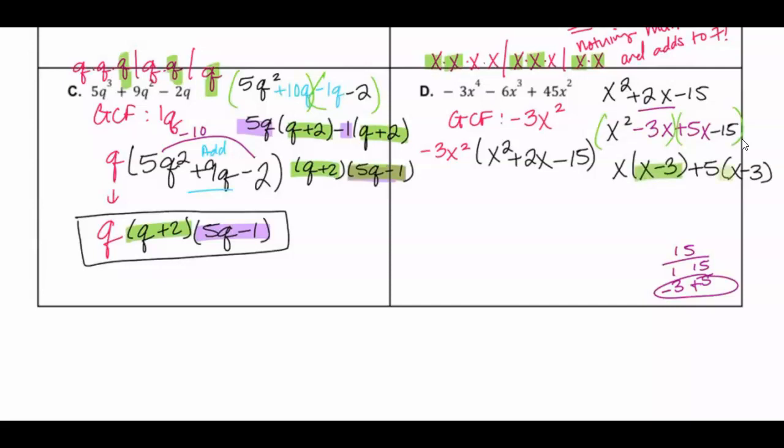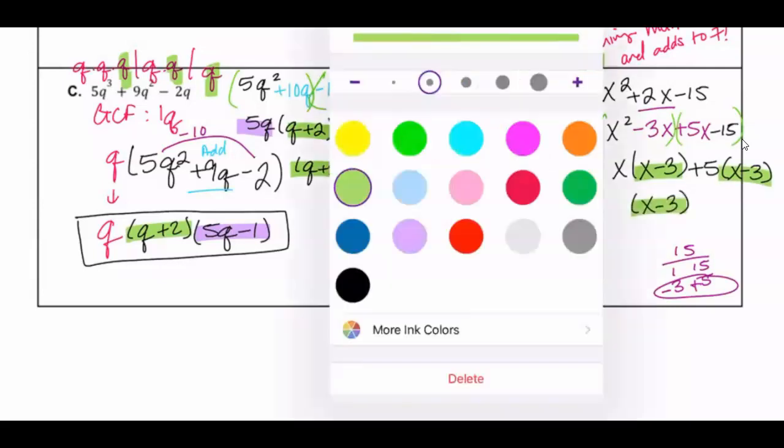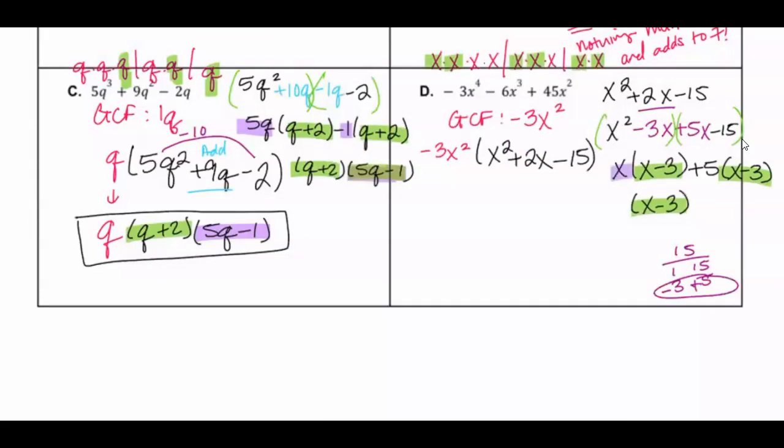Lucky me. These two parentheses are the same. So x minus 3. And then my other parentheses will be the GCF, so the numbers in front of those parentheses. So the x plus 5.